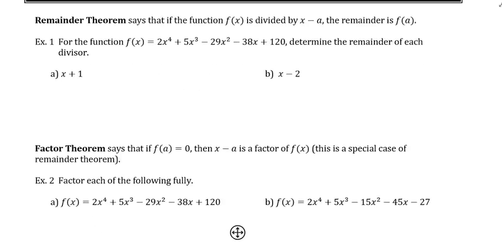For the function f of x equals 2x to the 4th plus 5x cubed minus 29x squared minus 38x plus 120, determine the remainder of each divisor. So for this one, my a would be negative 1. So if I want to know the remainder, I just calculate f at a, which is negative 1.